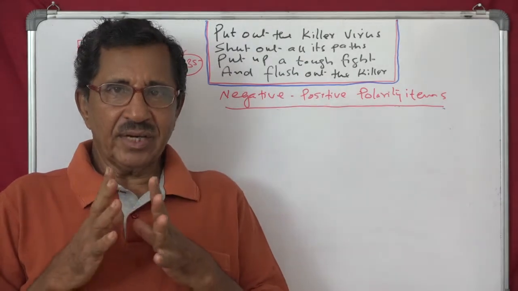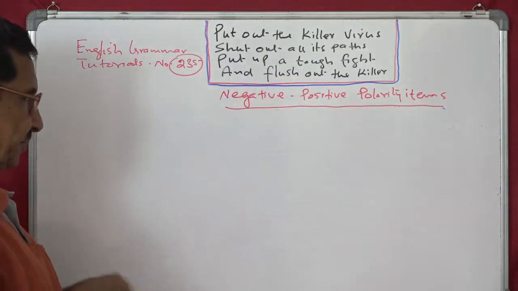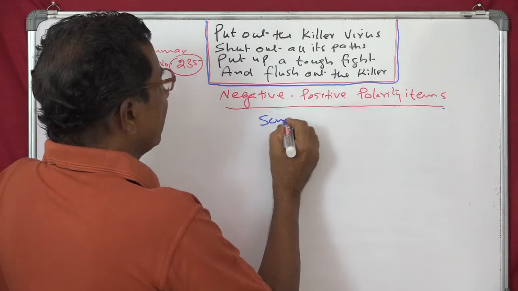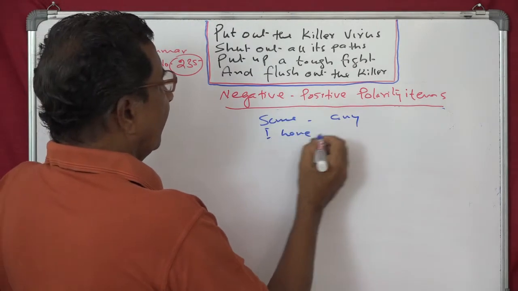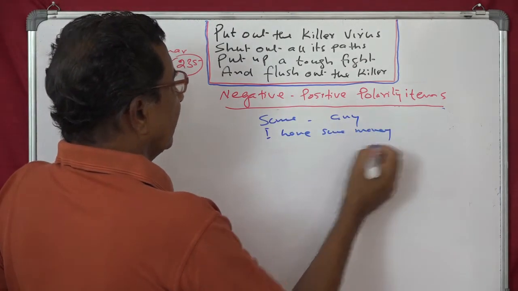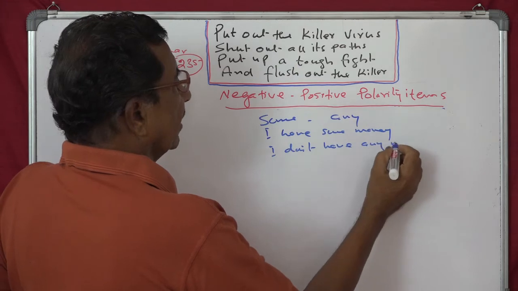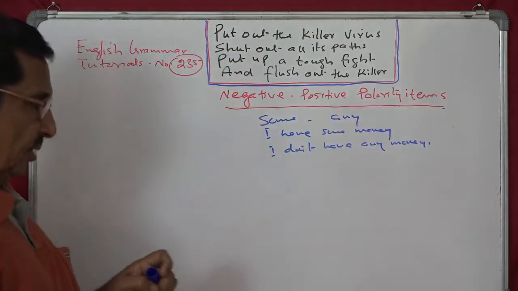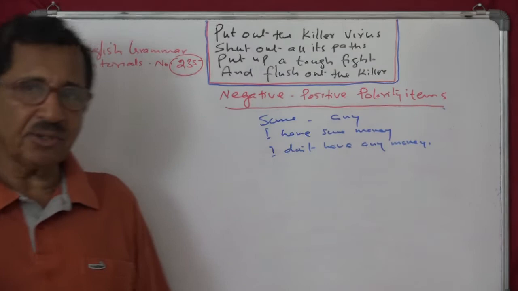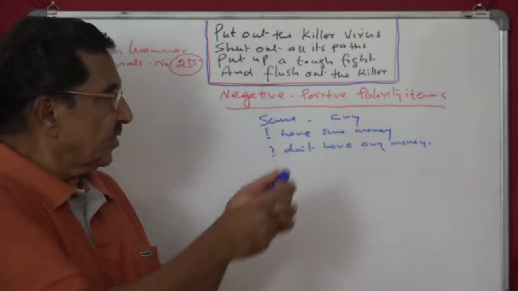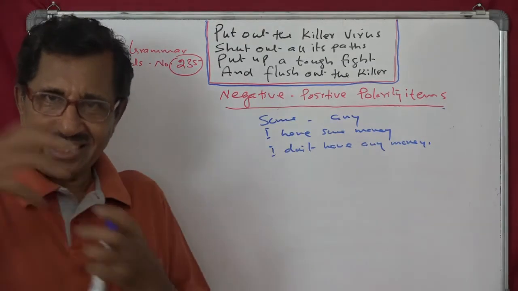Today we learn some items called negative and positive polarity items. Example: some and any. Some is positive and any is negative. You say, I have some money. The negative will be, I don't have any money. So we say some has positive polarity and any has negative polarity. Polarity means attracted towards the negative.